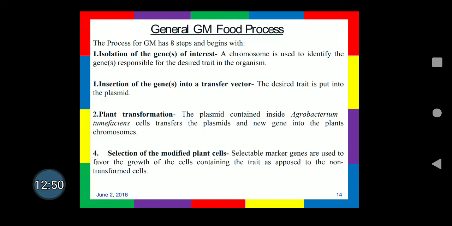Then plant transformation. The plasmid, especially the Ti plasmid, is utilized, which is derived from Agrobacterium tumefaciens, that transfers the plasmid and a new gene into the plant chromosome. Selection of the modified plant cells: after insertion, we have to identify the cells which have our gene of interest. That can be done by selectable marker genes, which are used to favor the growth of the cells containing the trait as opposed to the non-transformed cells.